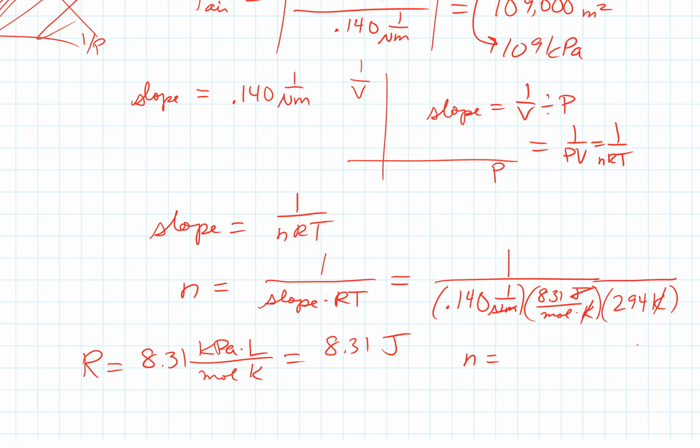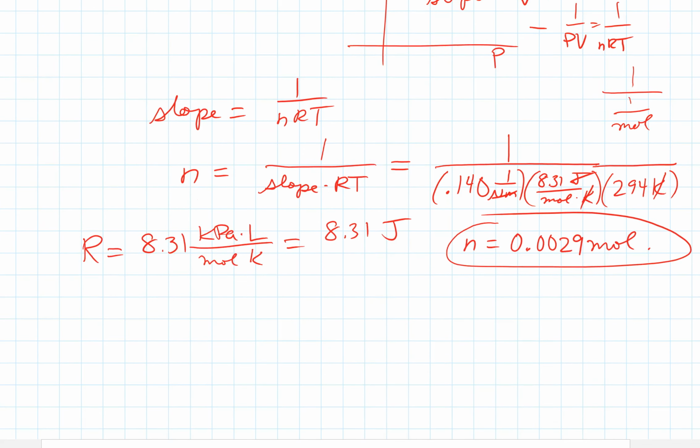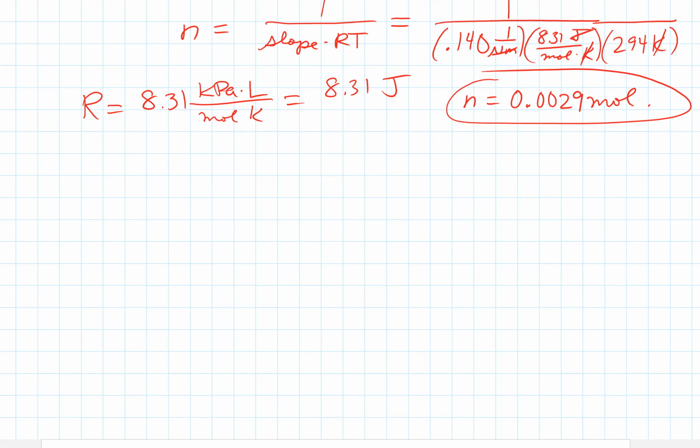So 0.14 times 8.31 times 294, and take the inverse of that, and we're going to get n is 0.0029, and then it's 1 over moles, and sorry, this just disappeared. So it's 1 over moles, which flips and becomes moles. So now we know the number of moles in the sample, in the cylinder.